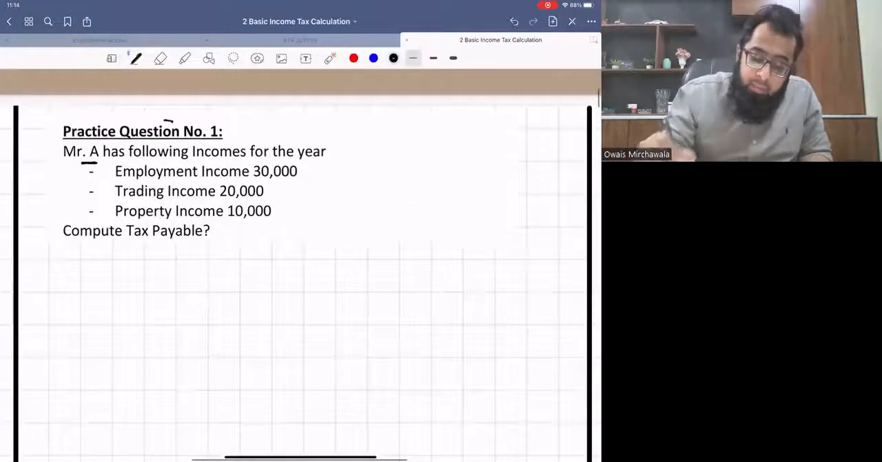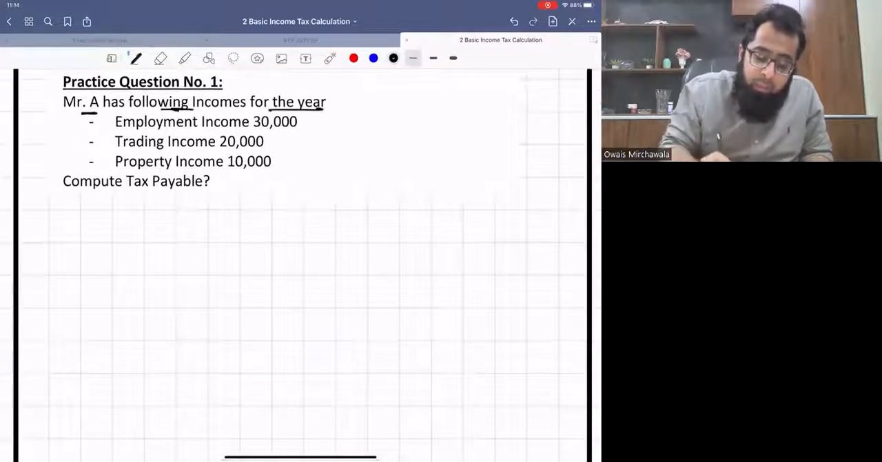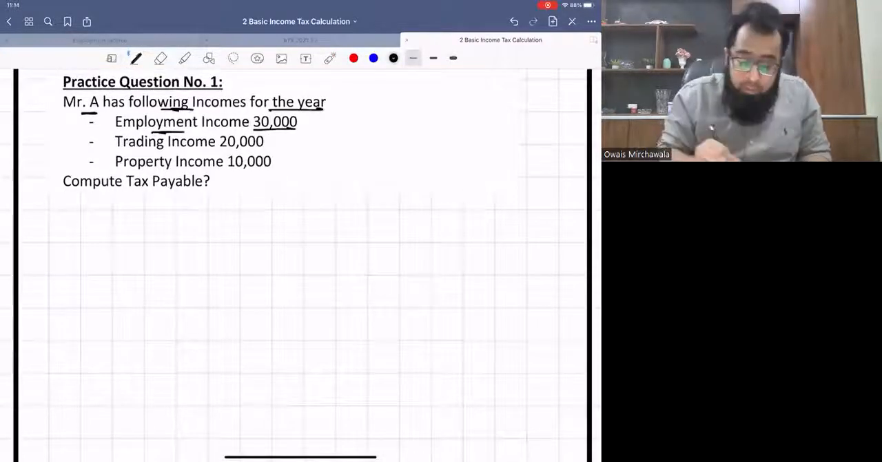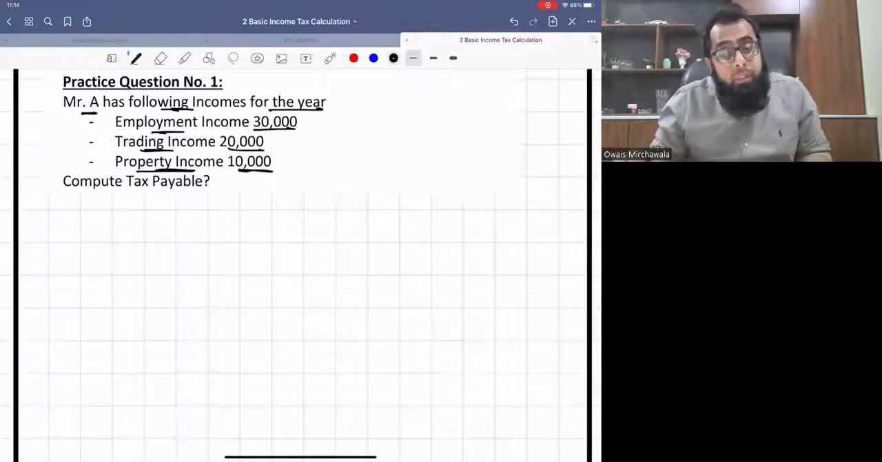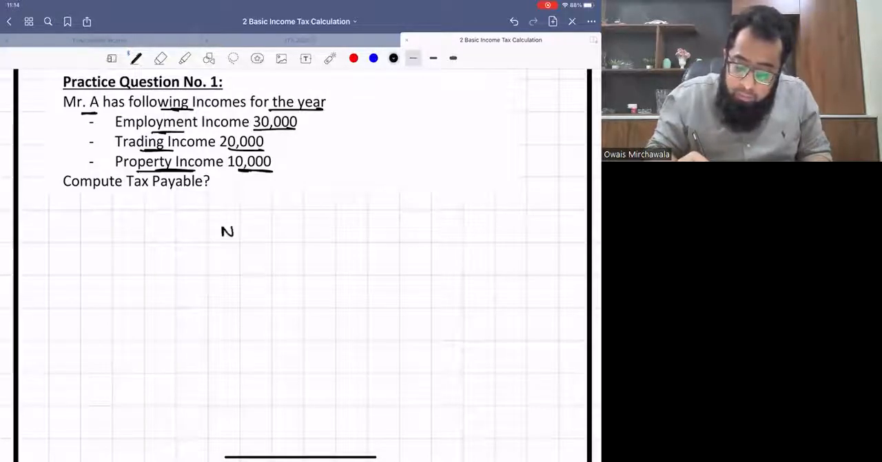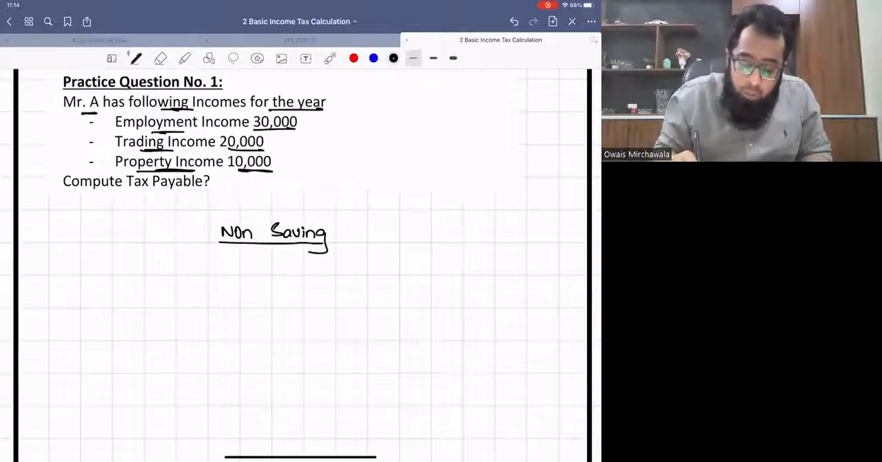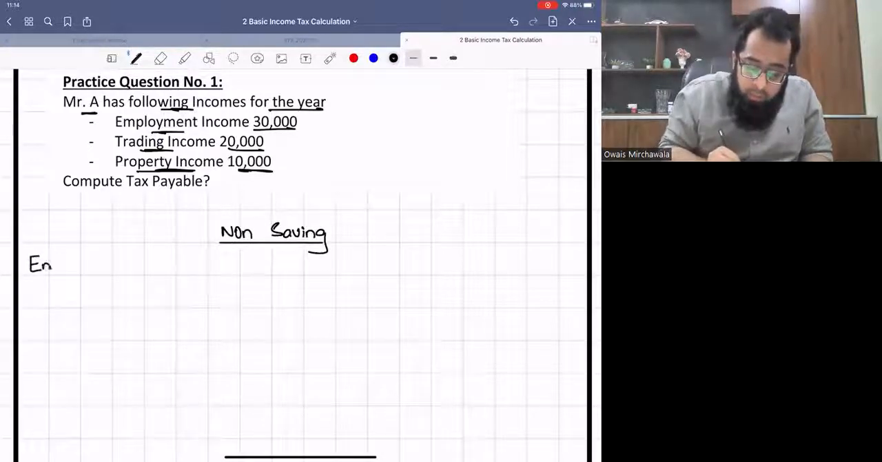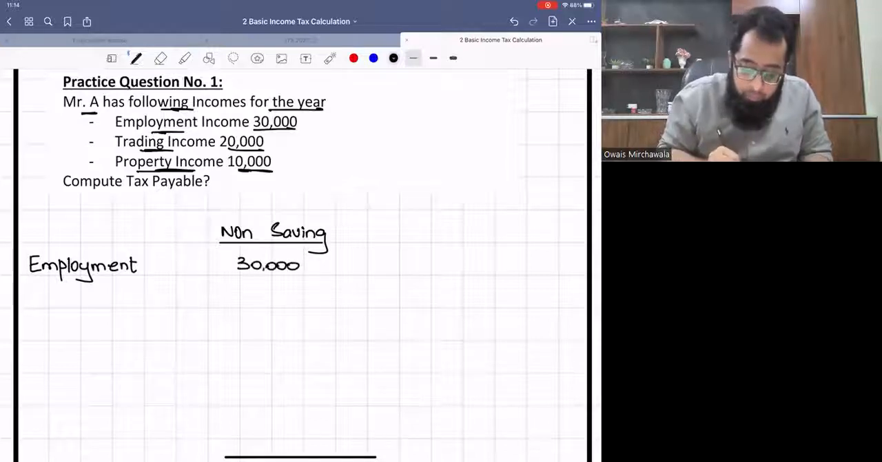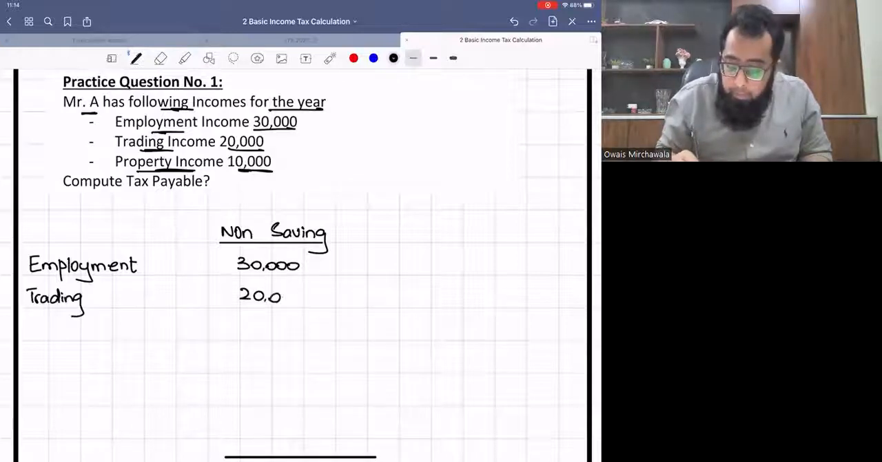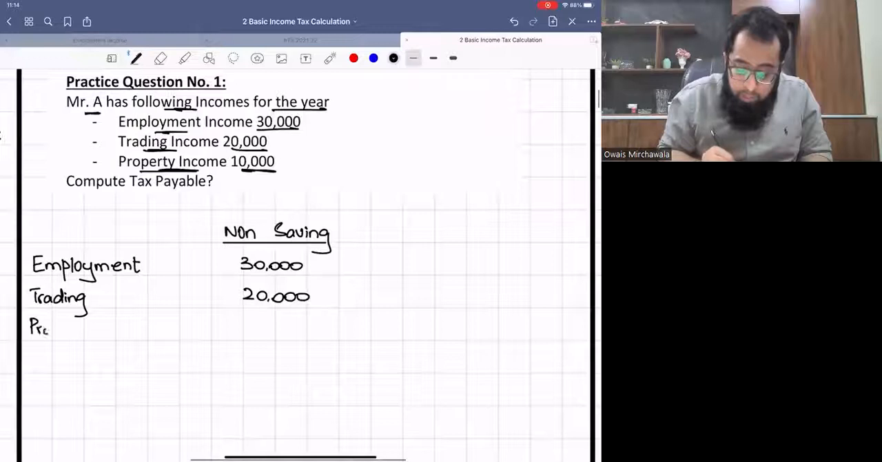Mr. A has following incomes for the year. Employment income 30,000, trading income 20,000, property income 10,000. Now, all of these three incomes are non-saving incomes. The employment income is 30,000. The trading income is 20,000. The property income is 10,000.